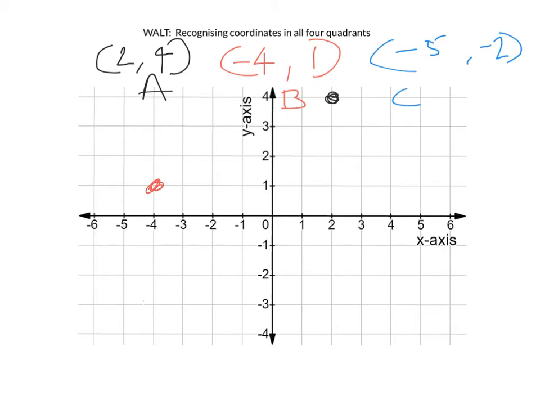Finally, my C is going to be at -5, just there. So we're going to cross to -5 and down to -2. So it's going to be just there. All right, let's make this triangle up together.